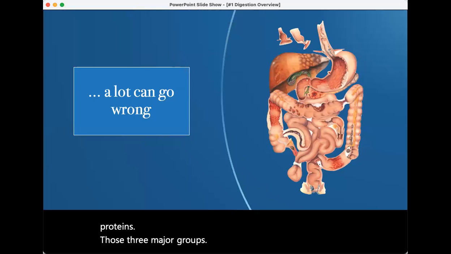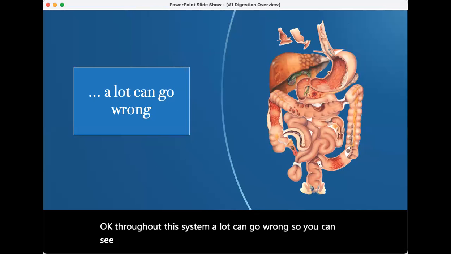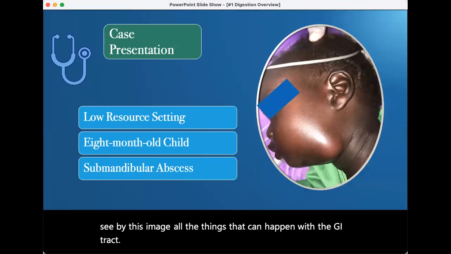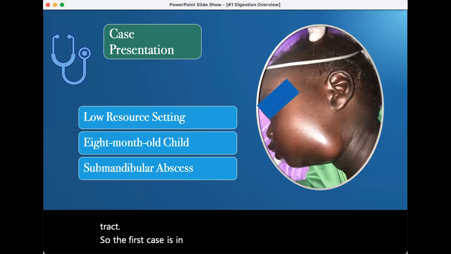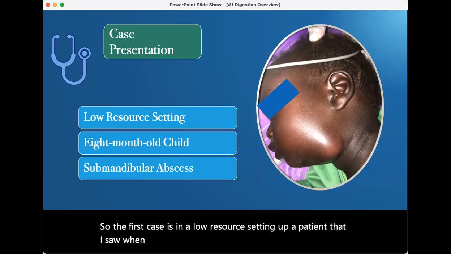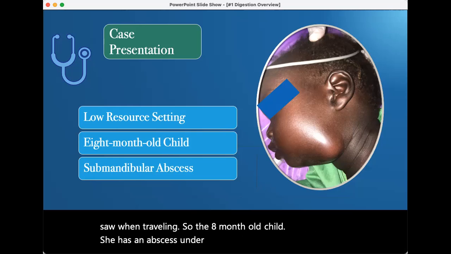Okay, throughout this system, a lot can go wrong. And you can see by this image all the things that can happen with the GI tract. So the first case is in a low resource setting, a patient that I saw when traveling. It's an 8-month-old child. She has an abscess under her mandible there on the left.